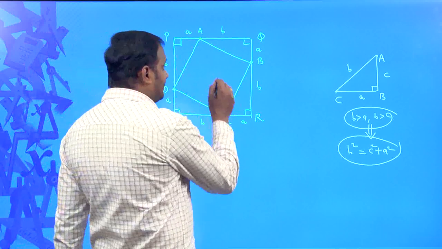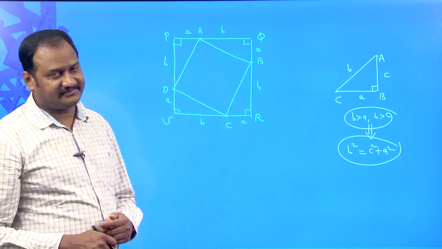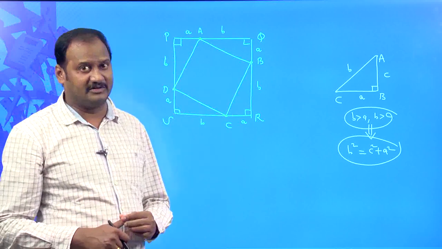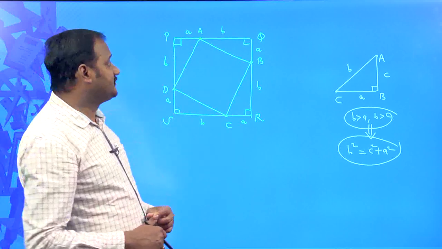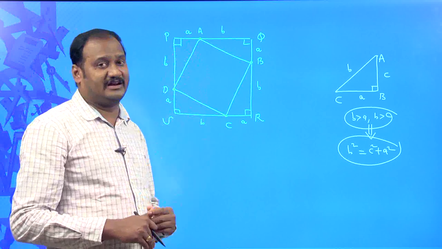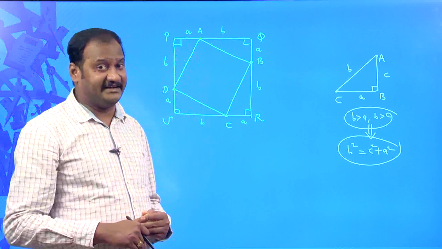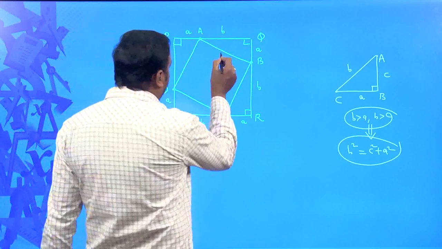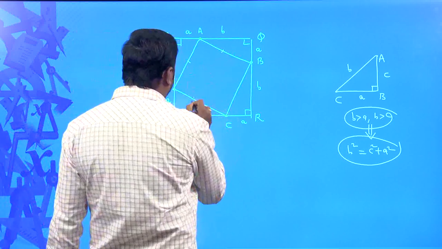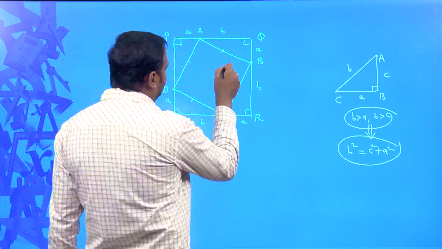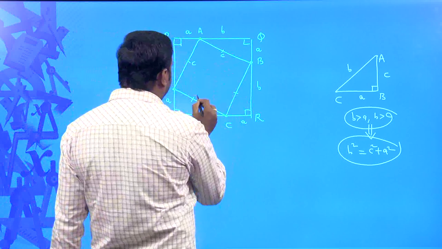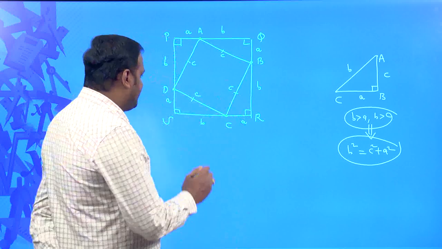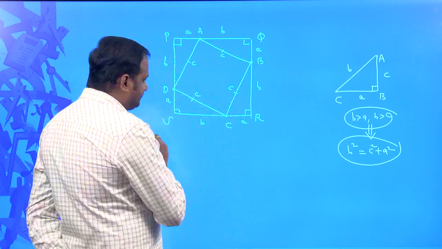If all the four sides are equal, can you say that it is a square? We cannot, because all the four sides are equal in a rhombus also. So you need to prove one of the angles of this quadrilateral is 90 degrees, then we can happily say that it is a square. For that, I know all the four sides are equal. Let all the four sides be some c, and this is c, and this is c, and this is also c.